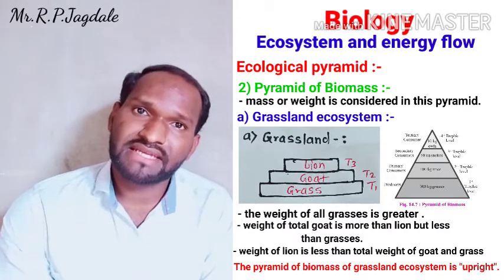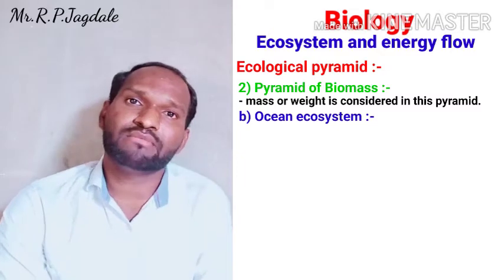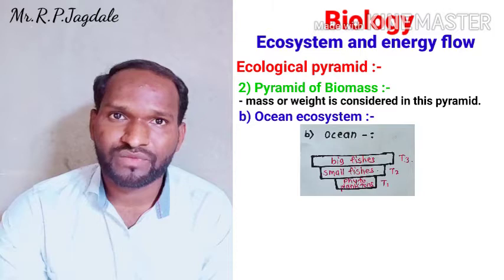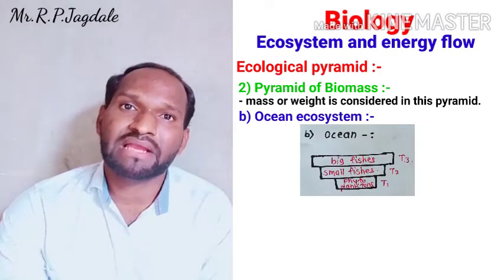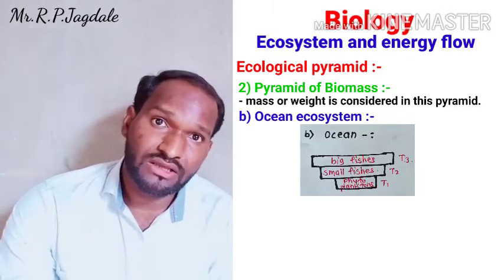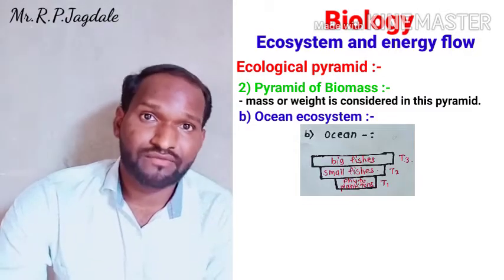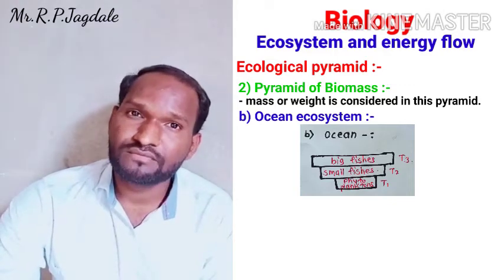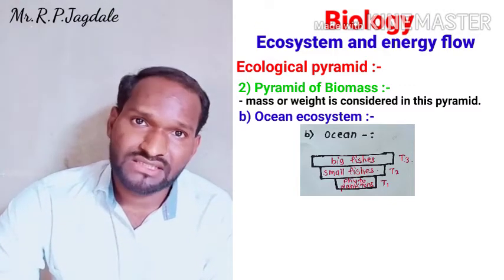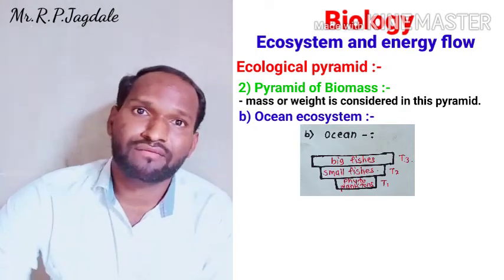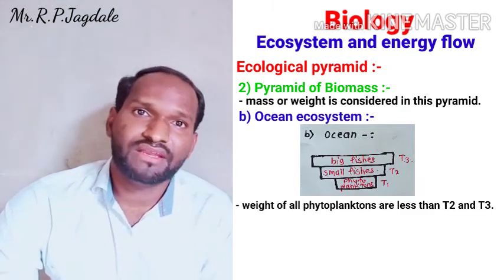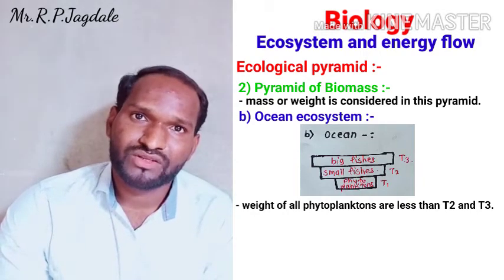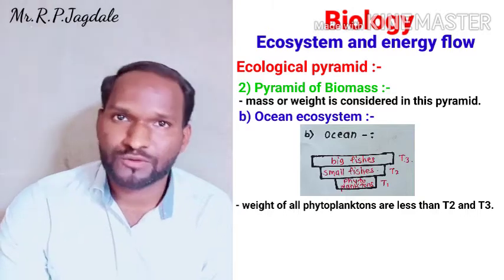Then we will take the second example, that is the ocean. We have already taken it in the pyramid of number. Again we are taking it under the pyramid of biomass. In the ocean it is a different type of pyramid. In the ocean, phytoplanktons are there. Phytoplanktons are large in number, but their weight is very low. So the producers here are smaller in weight, so their structure is narrower.